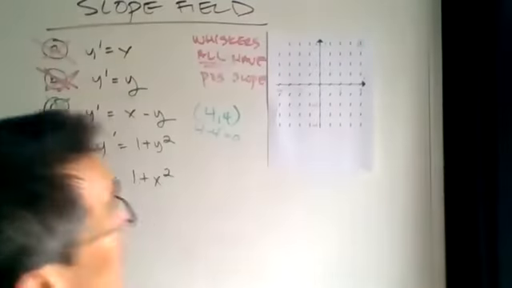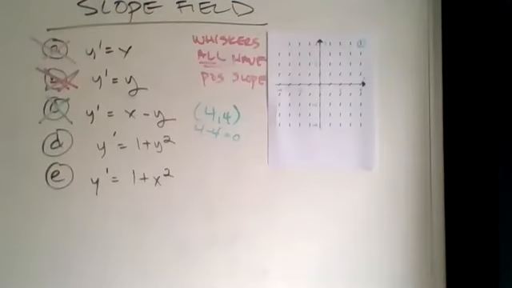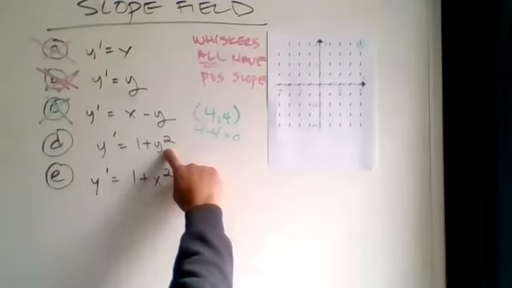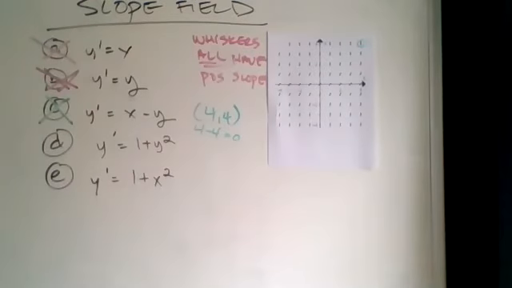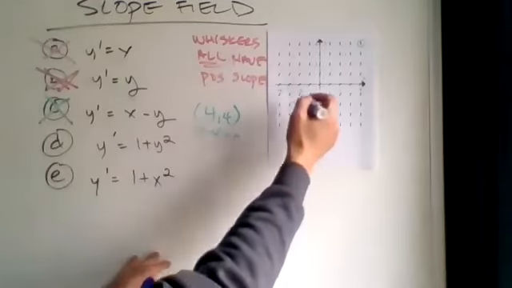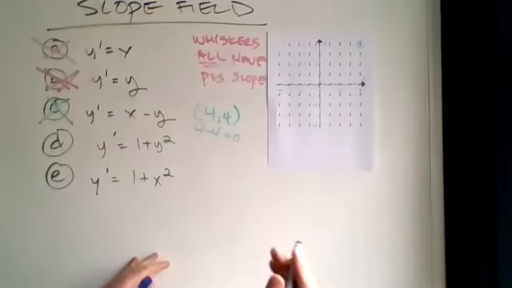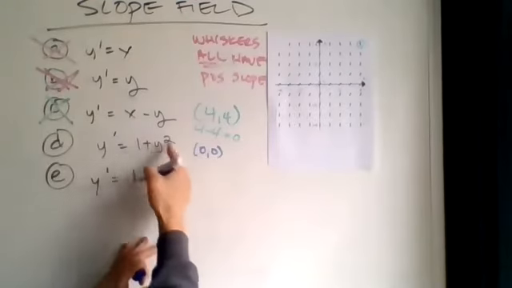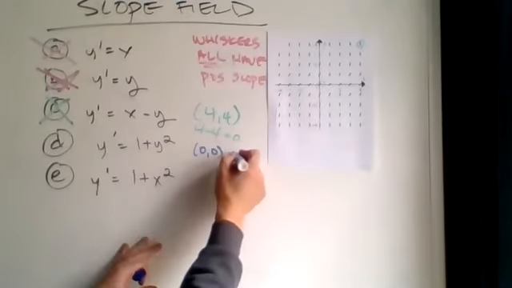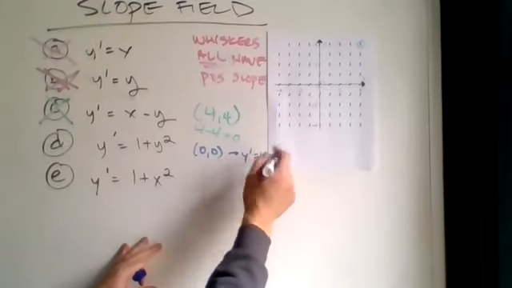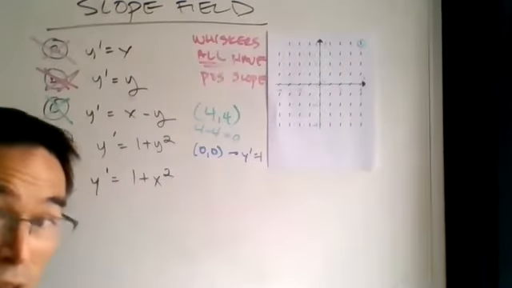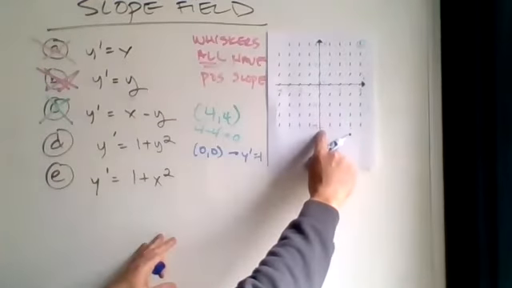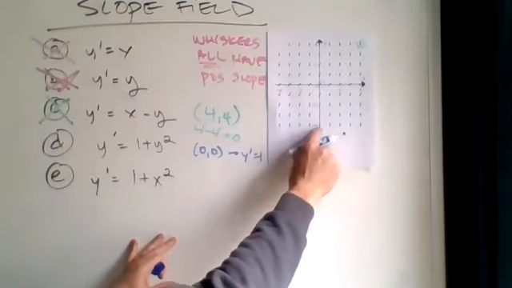Okay, so let's pick some things, okay? So let's try this one right here, okay? Let's try that one. So let me pick this one here, 0, 0, right? 0, 0 would give me a slope of 1. Could that be a slope of 1? Yeah, that could be a slope of 1. Let's go down here.